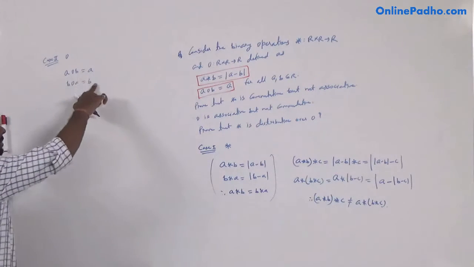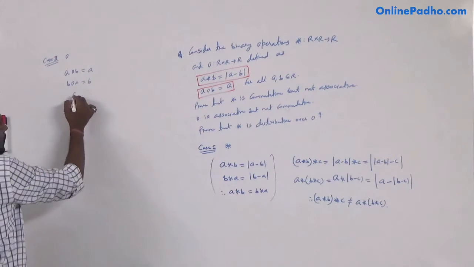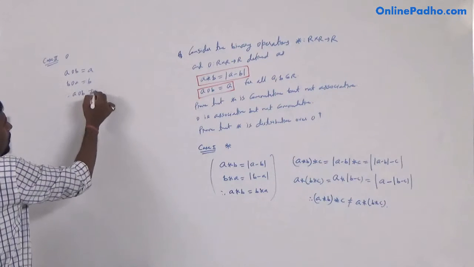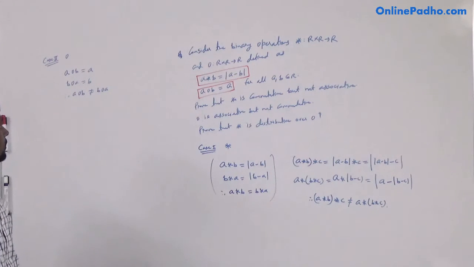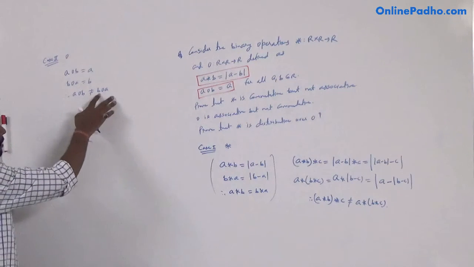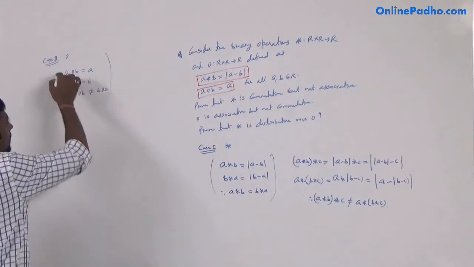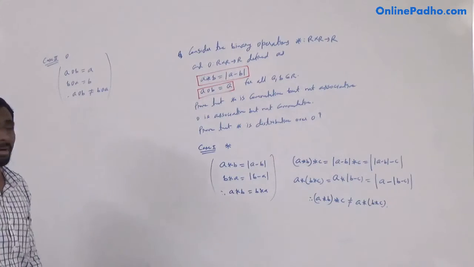Is A and B equal? No. So, therefore, A not B is not equal to B not A, because A not B equals A and B not A equals B. So, A not B is not equal to B not A. So, commutative law is not applicable.